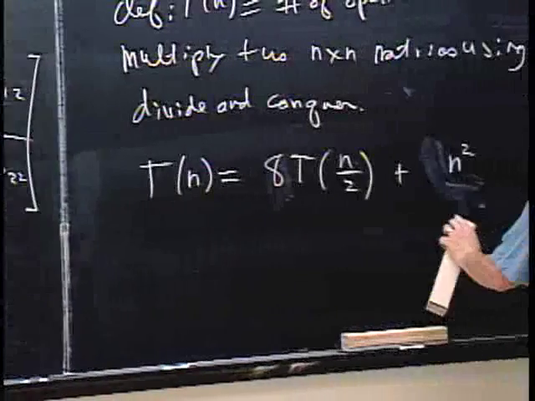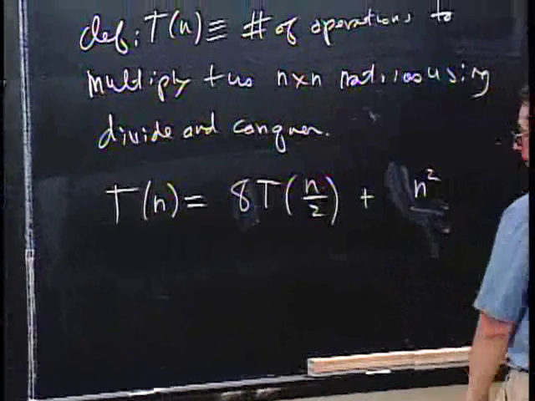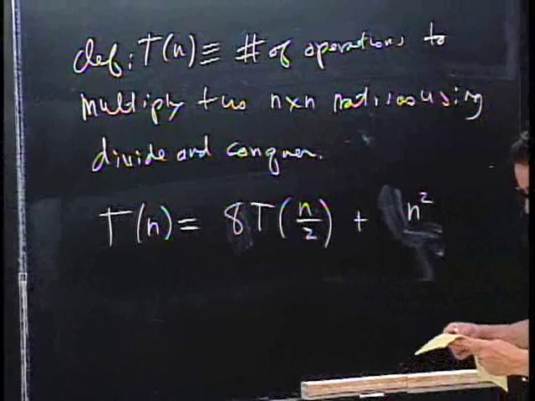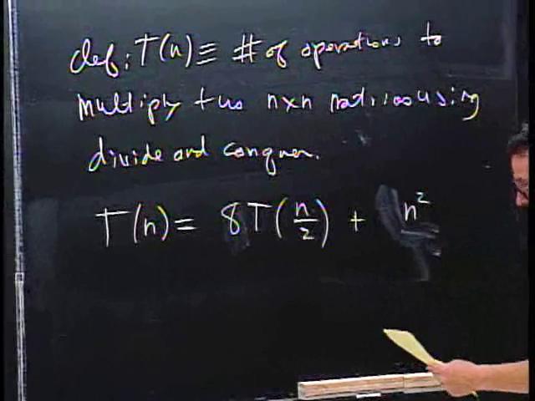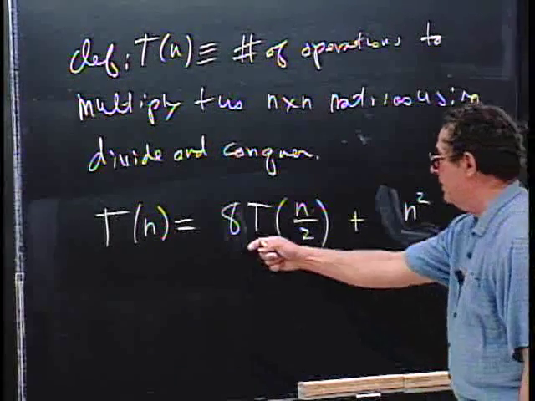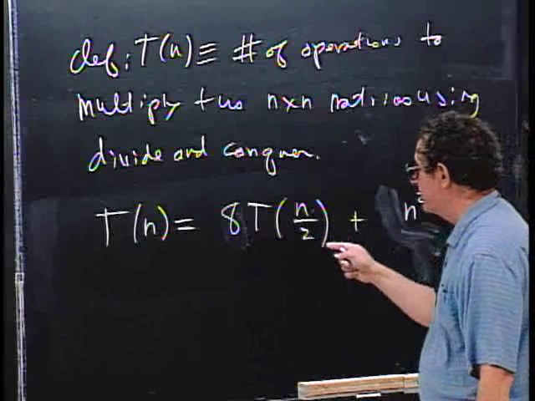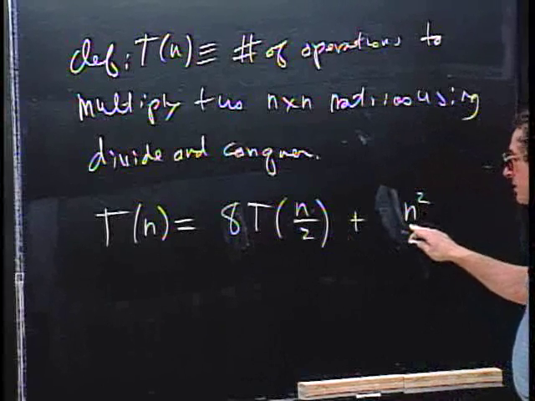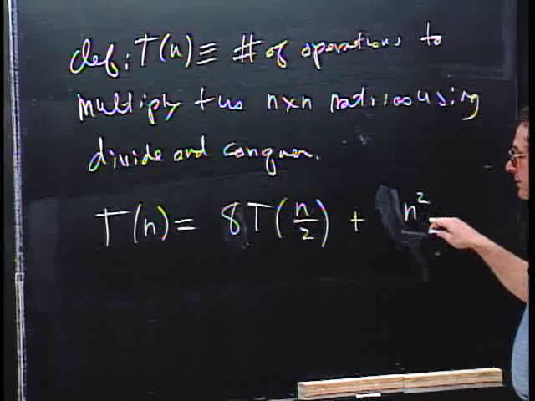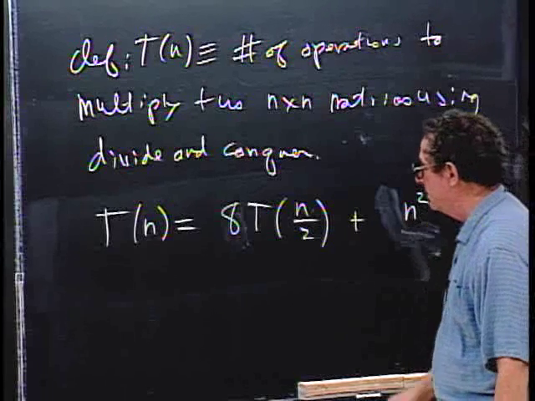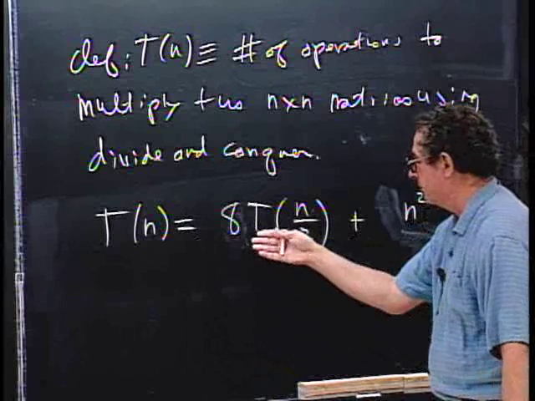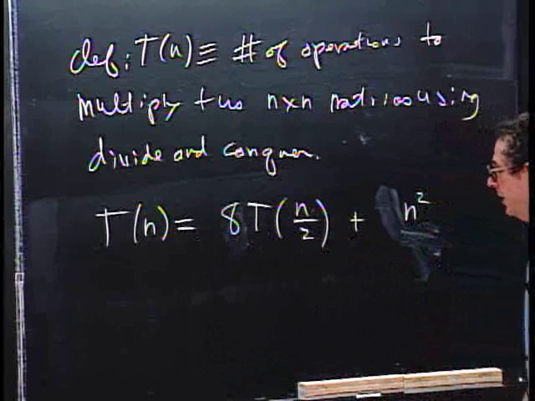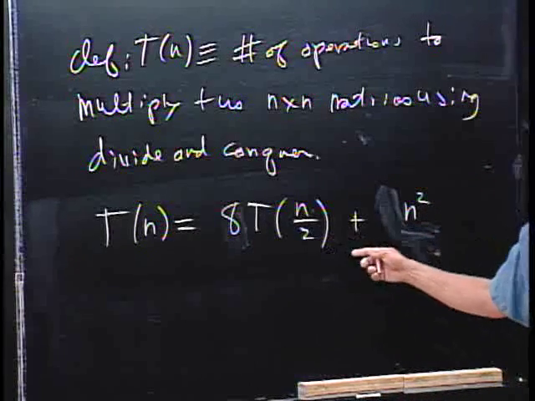But as I said, even if this was 4n squared, you'll see in a minute that's not going to matter for the analysis. Okay, so this is the total number of operations. And let me just point out, this is the non-recursive part of this recurrence. This is the recursive part. Okay, now what does this solve to?